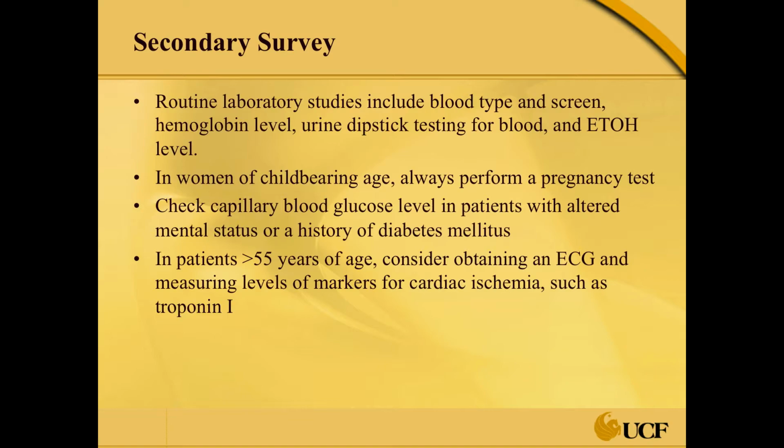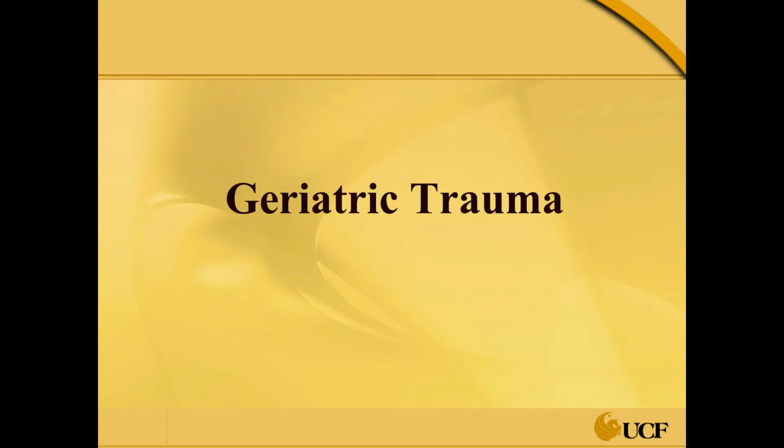Patient comes in with an AMS, the very first thing you do is check their oxygen status, their oxygenation. The second thing you do within seconds after that is get an AccuCheck. Obviously, in patients with a history of diabetes, that's going to be more appropriate, but really it's for everyone. In patients who are older than 55, consider obtaining an ECG and measuring levels of cardiac markers like troponin for ischemia.